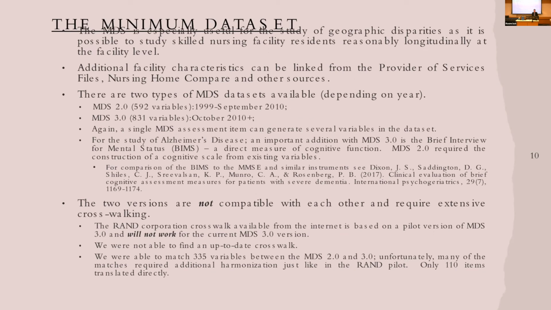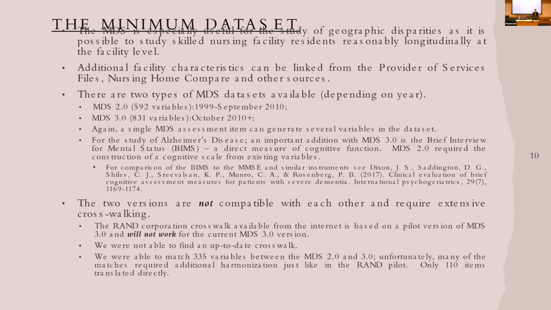There are, again, two types of MDS data sets. Which one you get depends on the year. MDS 2.0, roughly 592 variables from 1999 to September 2010. MDS 3.0, 831 variables, October 2010 onwards. Again, this is just variables. So an element on the questionnaire that the nurse gets to administer can map into multiple variables in the data set.